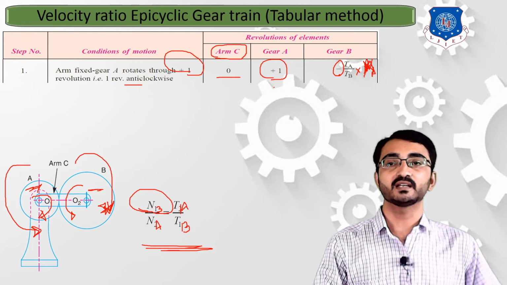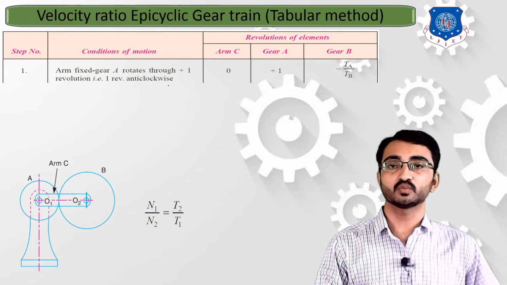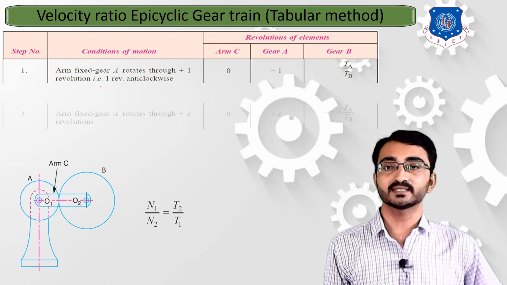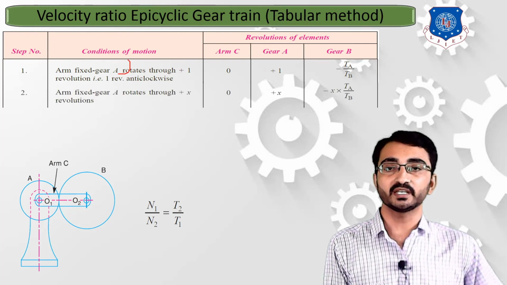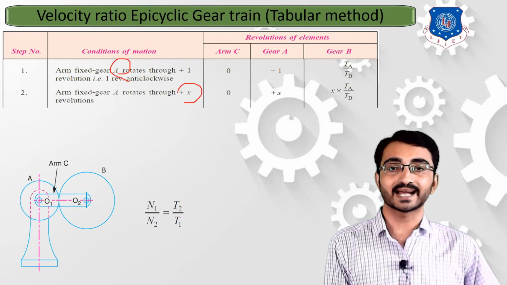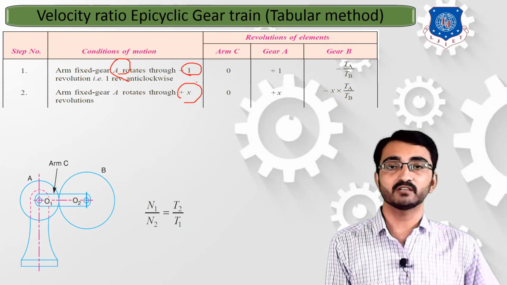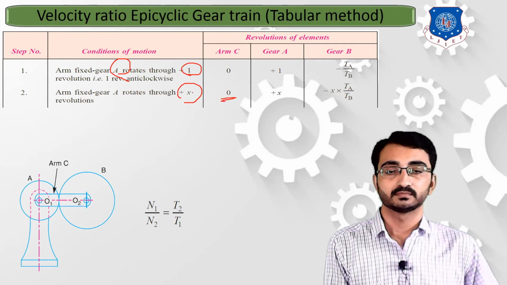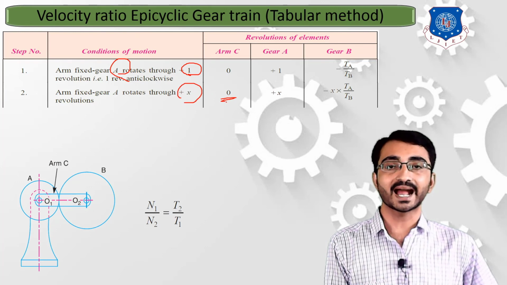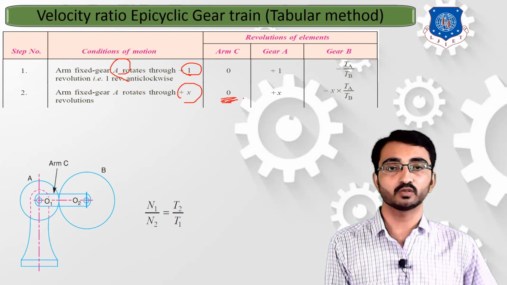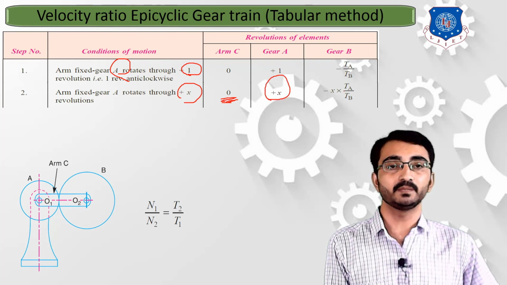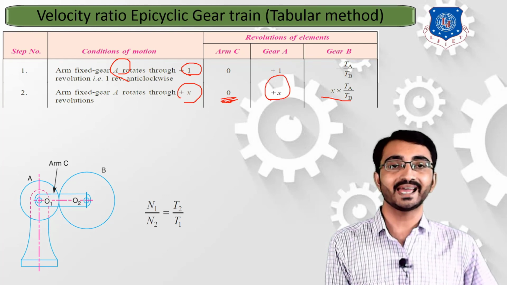Now let's consider second condition for this numerical. If we consider that the RPM of gear A is +x rather than +1, we have to simply change the value with x only. So in this condition your arm will be fixed, so it is equal to 0, gear A will be rotating with +x and gear B will be rotating with -x into TA by TB.